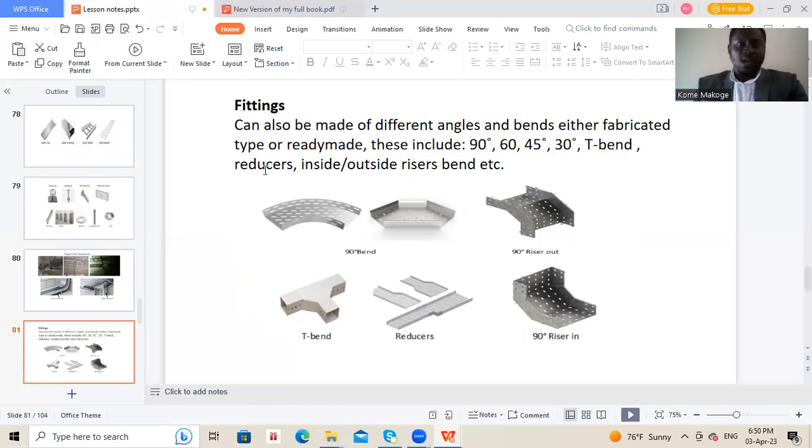So we also have inside risers, we have outside risers, and many more. As you can see, these are the different graphics for the different fittings. This is a 90-degree bend. We have the inside riser. Now this is the outside riser. And then we have the T-bend. We have reducers here. And then we have the inside riser.